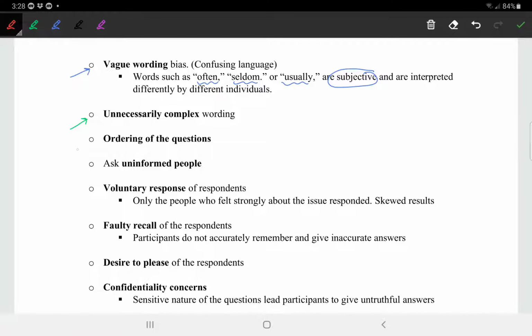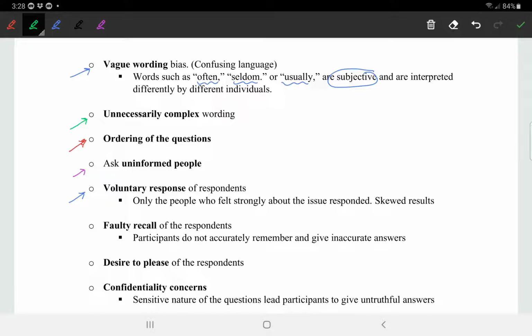There are different ways that you can order the questions. This is a pretty big topic, so we'll just leave it at that for right now. How you order the questions can also lead to some confusion. Did you only ask uninformed people? Again, can we use this data if no one knew what you were asking about? Again, we run into the problem of voluntary response: only the people who feel strongly about the issue responded and skewed the results.